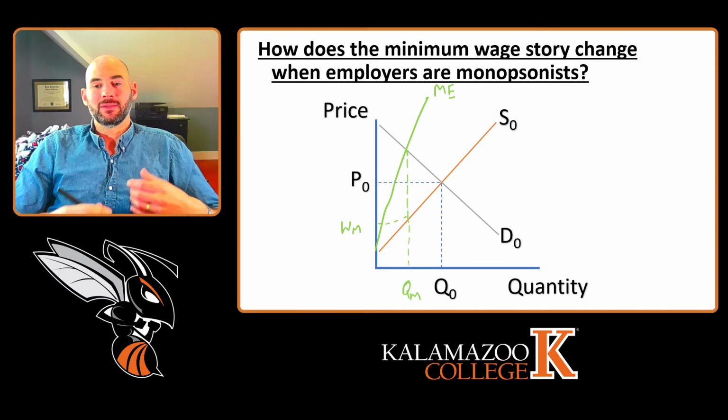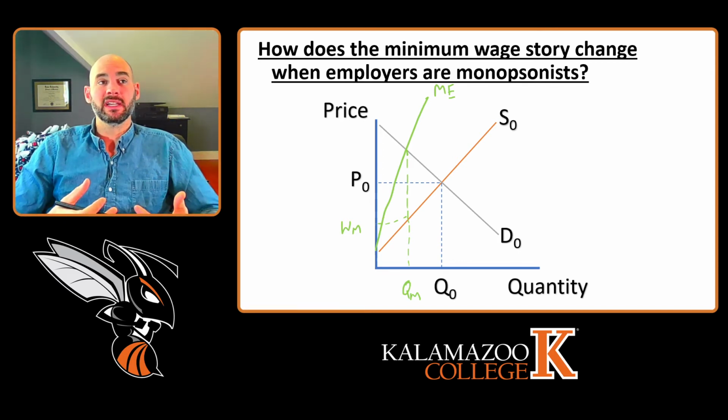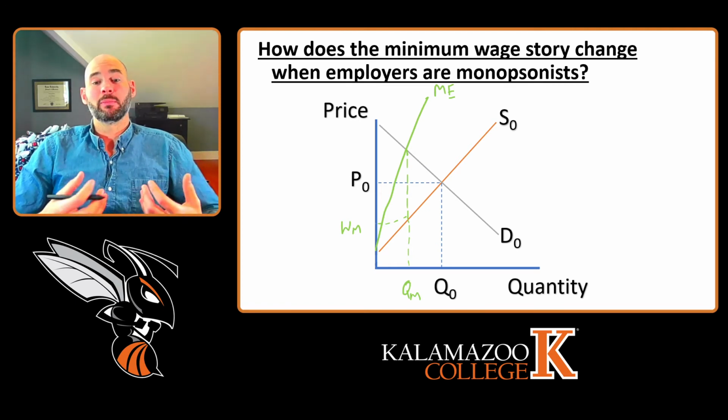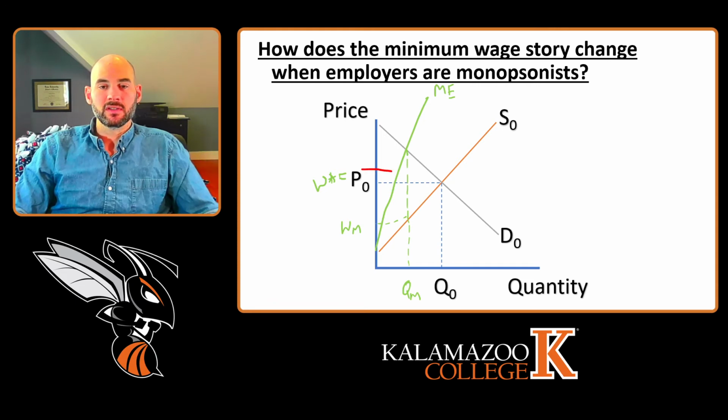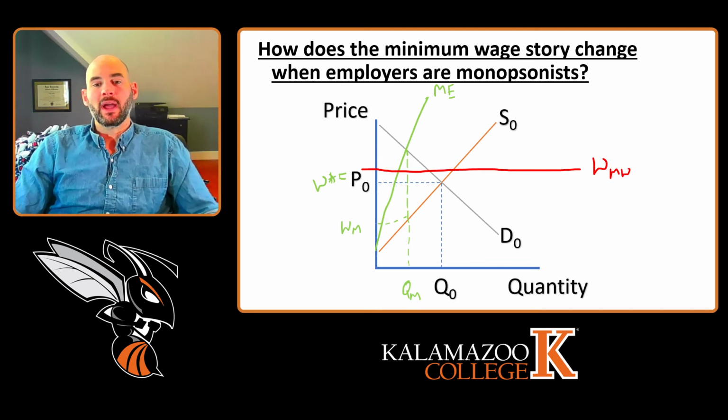So now let's remember that minimum wage laws are only going to be distortionary, or only going to lead to inefficient outcomes in perfectly competitive markets, if they're placed above the equilibrium wage, above what would be P naught in this case. So let's say that we now have a minimum wage which is going to be given here. We'll call this wage the minimum wage, or WMW. So how would this minimum wage impact the employment decisions of monopsonists?